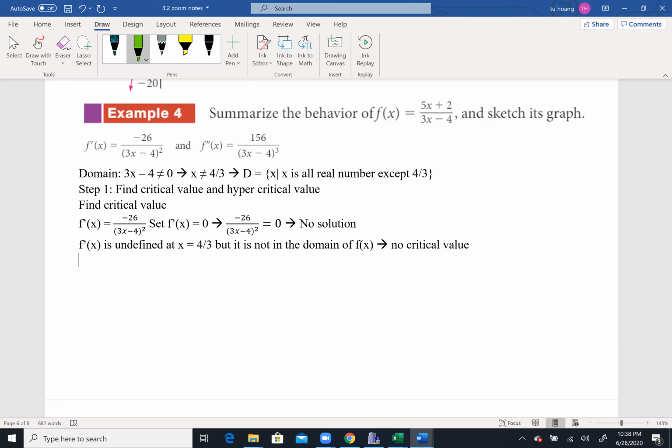And another one is, now find the hypercritical values. You can have f second derivative of x.